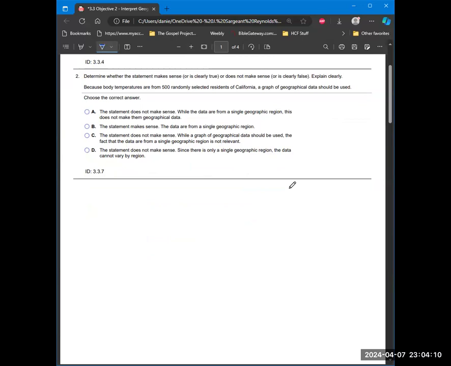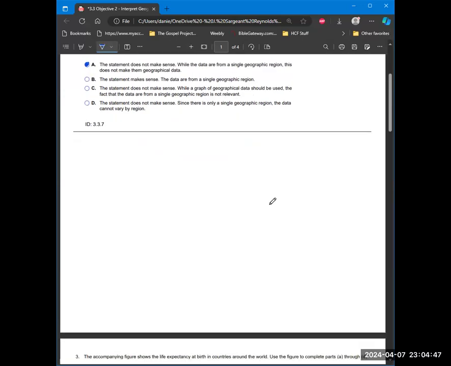Determine whether the statement makes sense or is clearly true or does not make sense or is clearly false, and explain clearly. Because body temperatures are from 500 randomly selected residents in California, a graph of geographical data should be used. No, that doesn't make sense. While the data are from a single geographic region, this does not make them geographical data. So that's A.